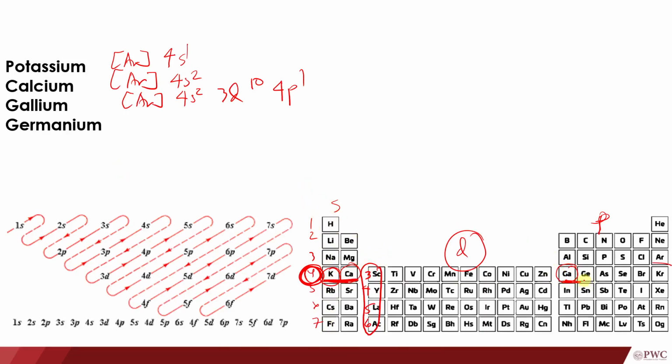Next, germanium, that's right after gallium. So the same thing, argon, we have 4s2. After 4s2, we have 3d10. Then after that, we have 4p1. Then we have 4p2. Okay, that's 4p2. This is the configuration of these elements.